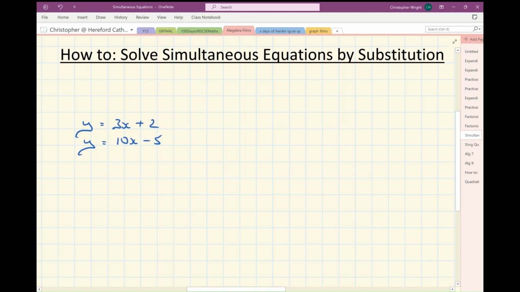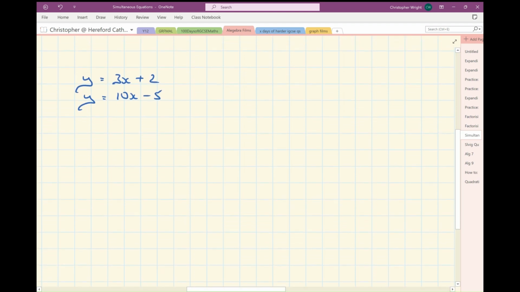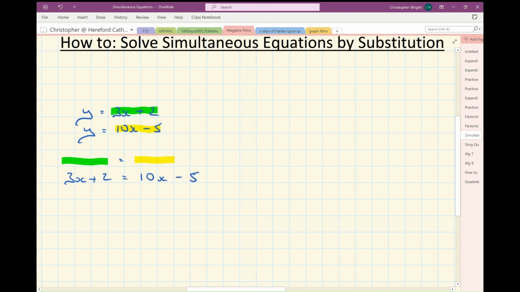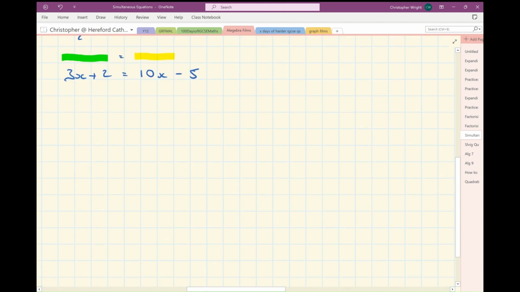Right, here we're going to look at how to solve simultaneous equations by substitution. In this case, I've got y equals this and y equals that, so this equals that. In other words, 3x plus 2 equals 10x minus 5. Once you've written that down, this is simply an equation with x's on both sides.